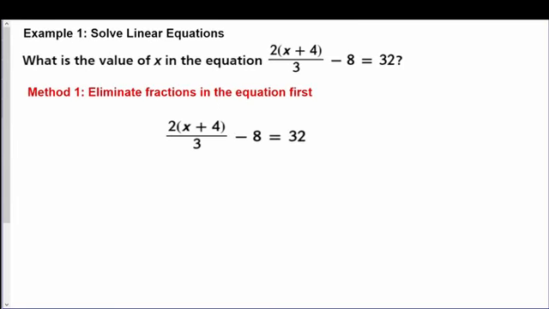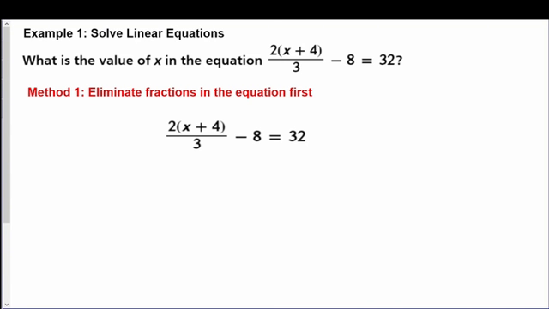Okay, let's take a look at example 1, solving these linear equations. And we have, what is the value of x in this equation? We have 2 times (x plus 4) divided by 3 minus 8 equals 32. Well, there's several different ways we can solve this equation. So our first method would be to eliminate the fractions in the equation first. So many times in algebra, we'll come across equations that contain algebraic fractions, and one method would be just to eliminate those to begin with.